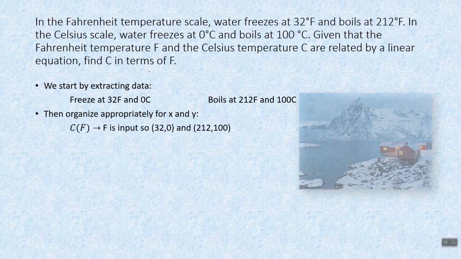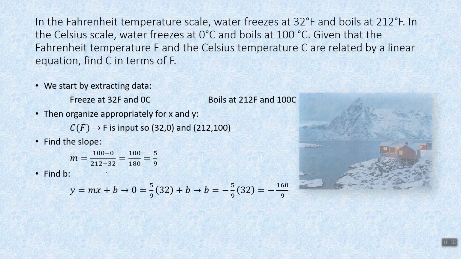C in terms of F. C evaluated at F tells me that F is the input. So now I'll organize my points as 32, 0 and 212, 100. A lot of times your points could be organized either way. Look at the statement of the question or activity that you're supposed to do, and that'll help you get them set up correctly. We could find the slope. All we did is switch the x and y's. So our fraction just flipped over, a little reciprocal there. Slope of 5/9.